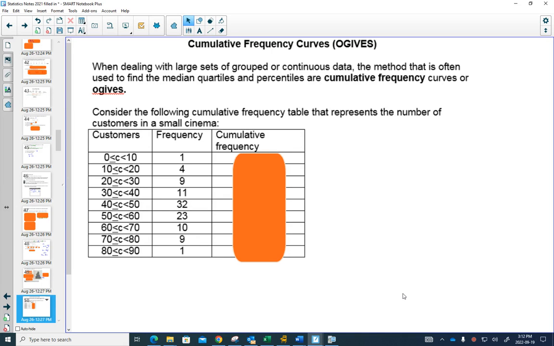So the next statistical thing that we're going to look at are called cumulative frequency curves, also known as ogives. I don't know where that word comes from, or if it has any other meaning whatsoever. Probably does.